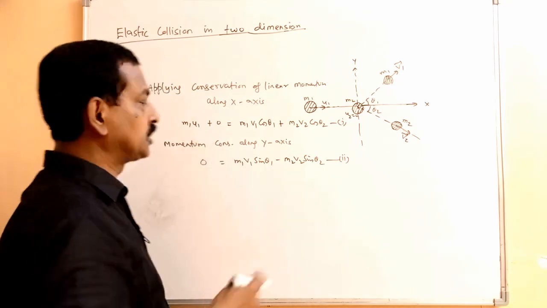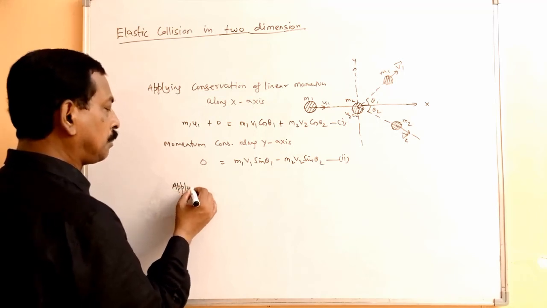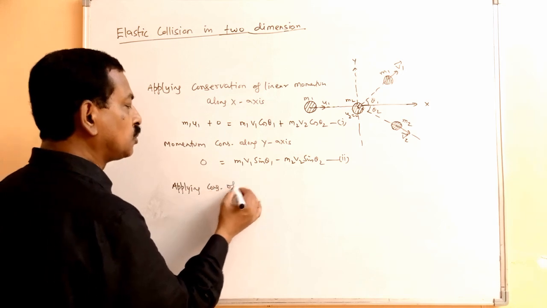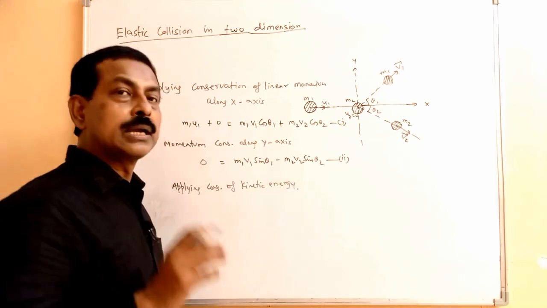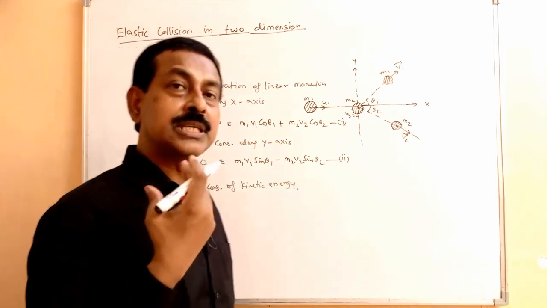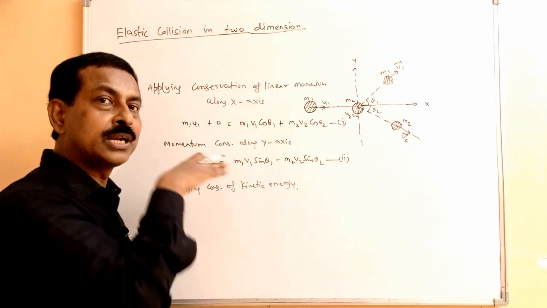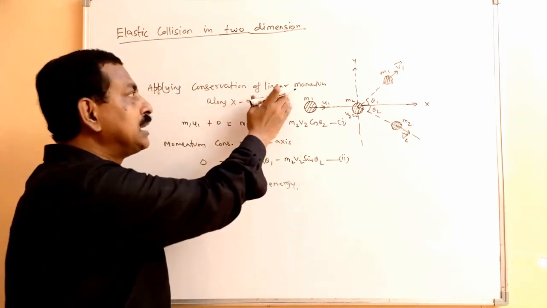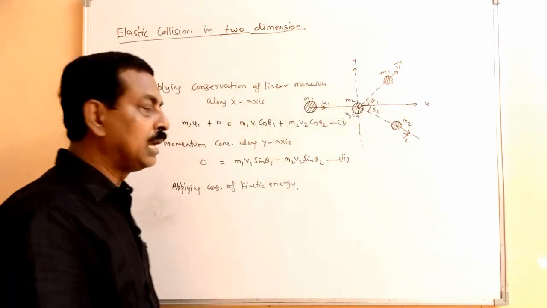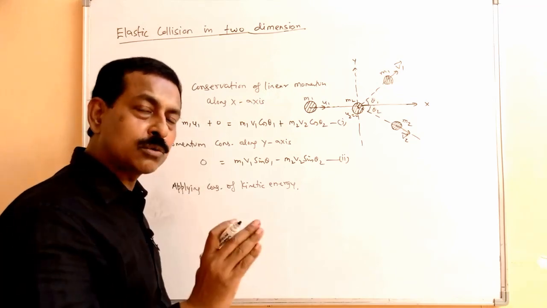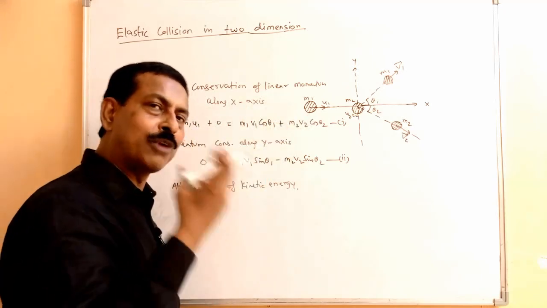Now for the third equation, applying conservation of kinetic energy. Remember, kinetic energy, or the energy, is a scalar quantity. So don't make a mistake of resolving that along x-axis, y-axis. Momentum is a vector quantity, so we can take momentum conservation along x-axis, along y-axis. But kinetic energy is a scalar quantity, so we can't have components in different directions. It will have only one value there.